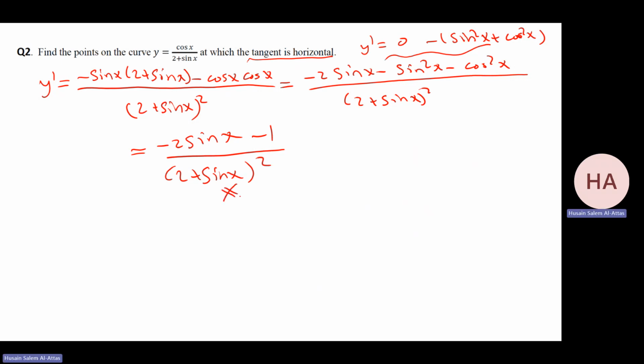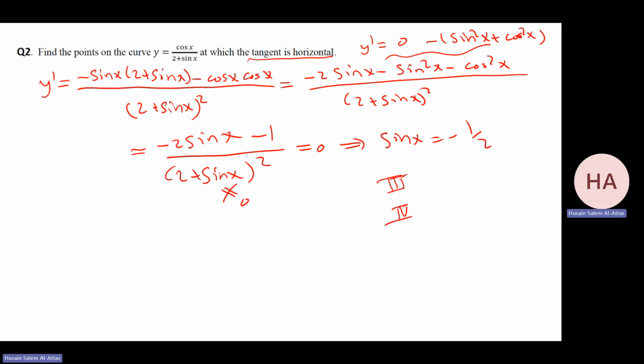This is impossible to be 0, so the numerator is equal to 0. That means I need sine x equal minus half. Okay. When sine x equal minus half, which quadrant? It will be third and fourth.